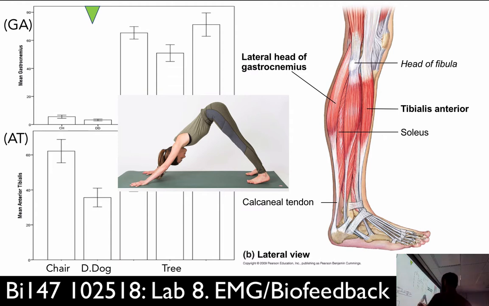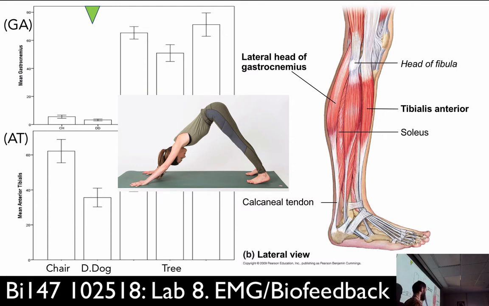What would be interesting for me is to see how much the people that had a lot of engagement in anterior tibial, if there was collateral inhibition and they were able to get a greater release of the gastrocnemius. That's what the wiring in their bodies would suggest. So anyways, that's what we're trying to go for.